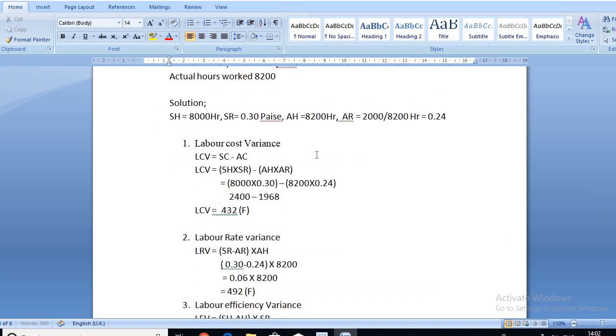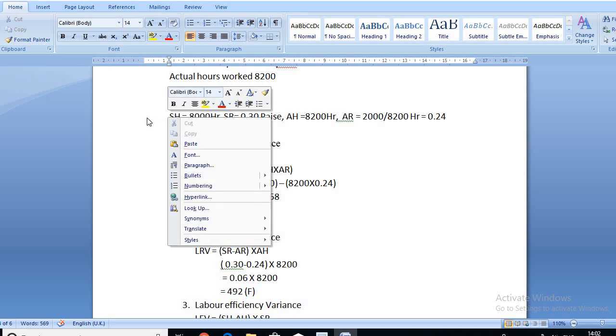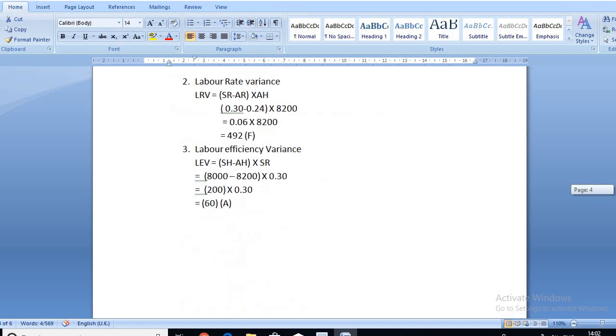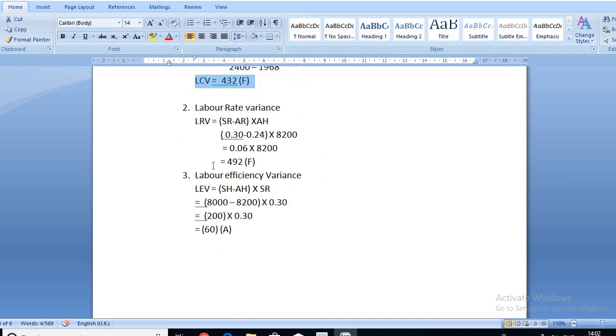So we have all the information: standard hour, standard rate, actual hour and actual rate. Standard hour 8000 hours, standard rate 30 paisa, actual hour 8200 hours and actual rate we have calculated, that is 24 paisa. So apply the formula. You will get labor cost variance 432 favorable, labor rate variance 492 favorable and labor efficiency variance 60 adverse.